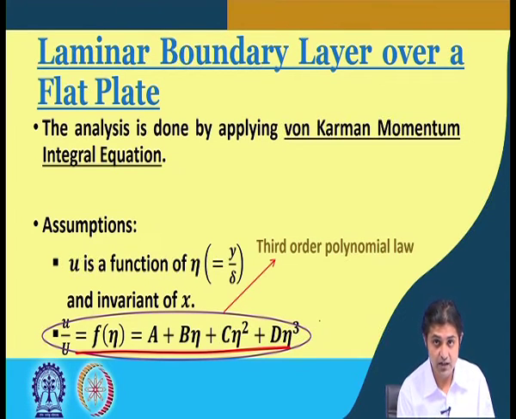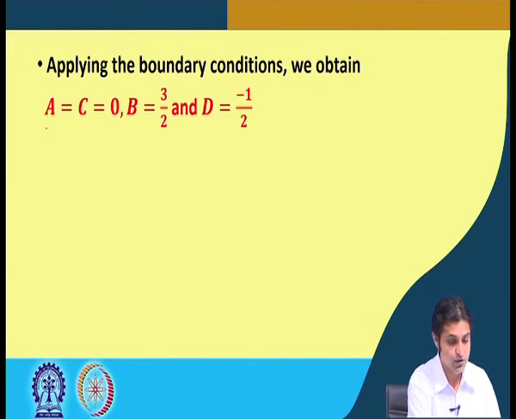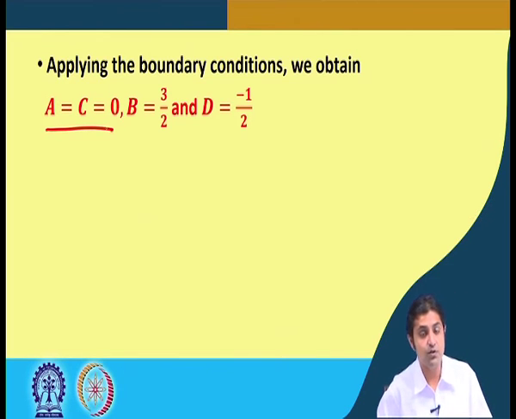If you apply the second boundary condition, del square u by del y square, you differentiate this f of eta twice, so this will become 0, this will become 0 on twice differentiation, this will give us 2c plus 6d eta is equal to 0. So when eta is equal to 0, this means c is equal to 0. So the first 2 conditions are going to give us a is equal to c is equal to 0.